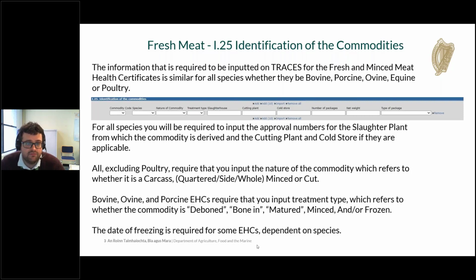It's just that the veterinary office will have to have the traceability document that you used to input that information so that they can then verify the details that you've input onto the TRACES system. So if there are multiple slaughter plants that are used, you can put them into that slaughter plant column, similarly for cutting plants and so on.